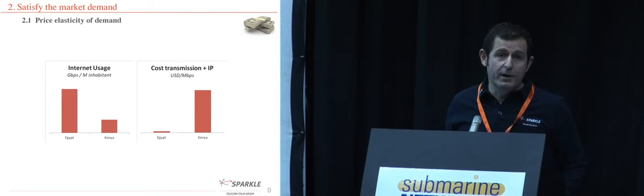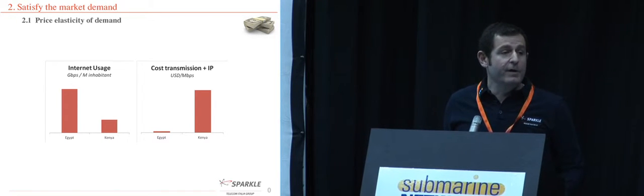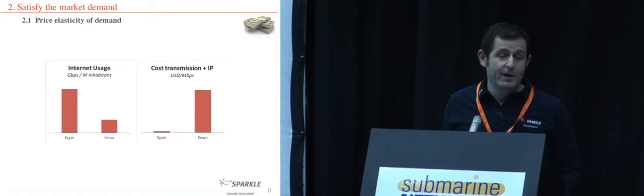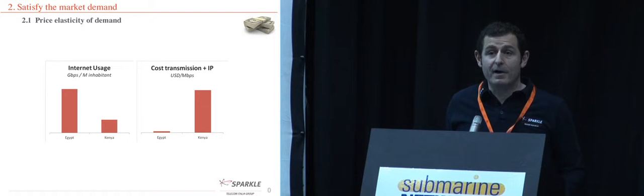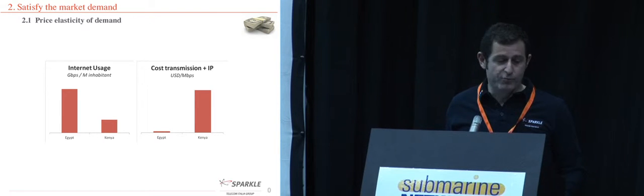Let's not forget the previous example. Remember Egypt and Kenya. As we see on the left, the internet usage or the IP transit used in Egypt is 10 times bigger than in Kenya. On the right side, the cost of transmission is 30 times bigger from one country to another. This is blocking every activity on the broadband.